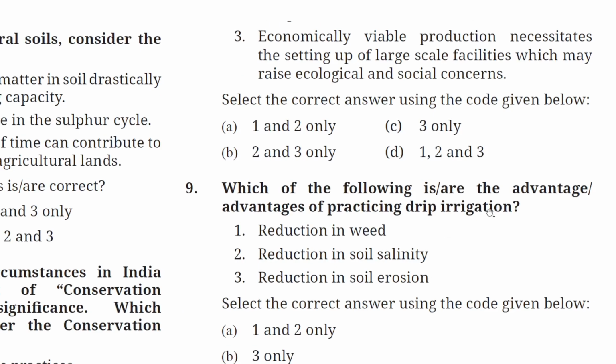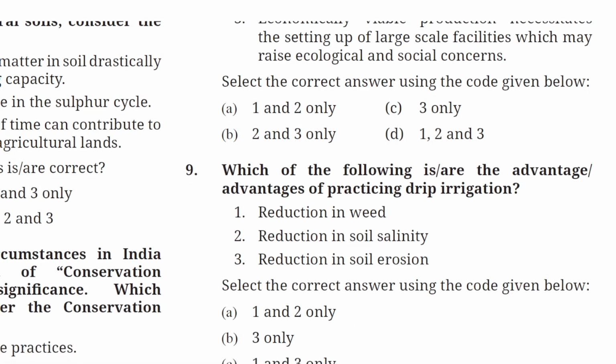Which of the following is or are the advantages of practicing drip irrigation? Basically, the question is about the advantages of drip irrigation. Okay. Drip irrigation: reduction in weed. Yes, drip irrigation does reduce. Reduction in the soil salinity. No, it is a wrong statement. Reduction in soil erosion. Yes. So answer is 1 and 3 only.